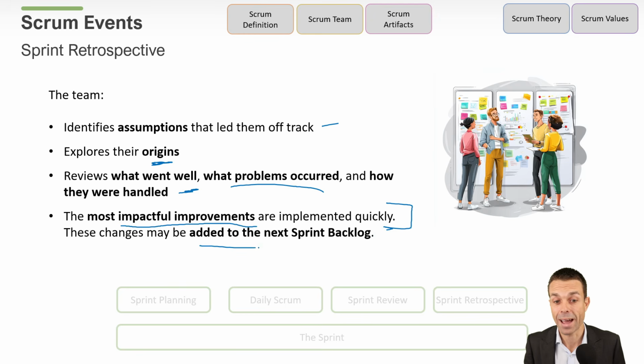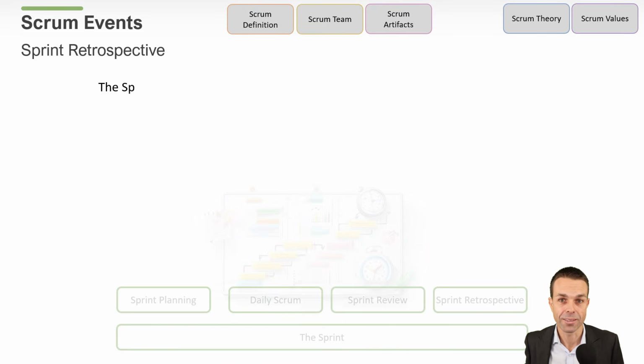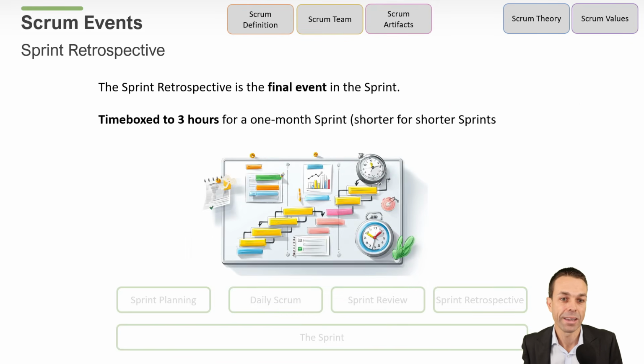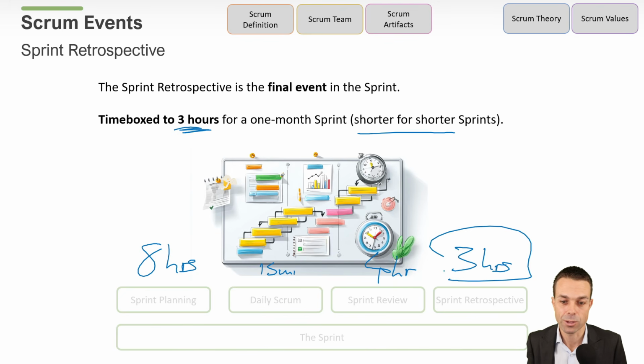These changes could be added to the sprint backlog if we need to, or they might just be done if we need to change our way of working. And the Scrum Master can help there. The sprint retrospective is the final event in the sprint. It's time boxed to 3 hours for a 1 month sprint or shorter for shorter sprints. So now we have 8 hours for sprint planning, 15 minutes for the daily Scrum, 4 hours for the sprint review, and 3 hours for the sprint retrospective.